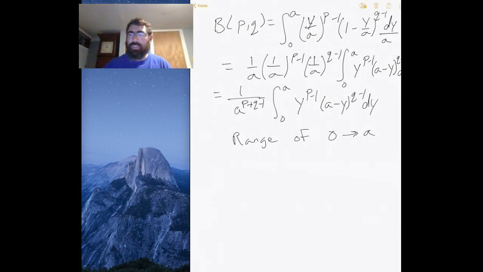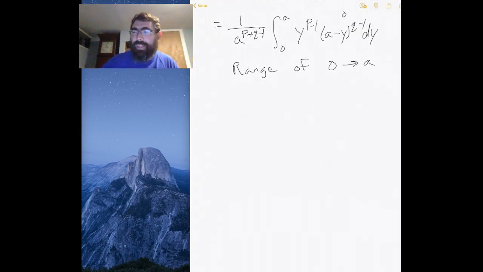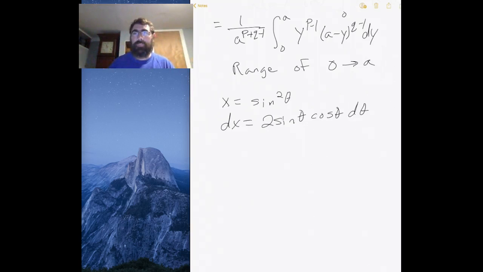So let's take a look at another example, and that is, let's say x equals sine squared theta. That's kind of interesting. If I look at dx, it is equal to 2 sine theta cosine theta d theta, and 1 minus x is 1 minus sine squared theta, which is just cosine squared theta.